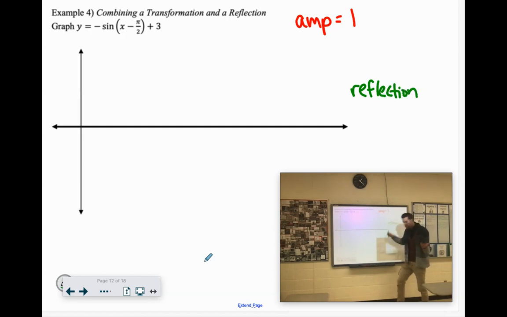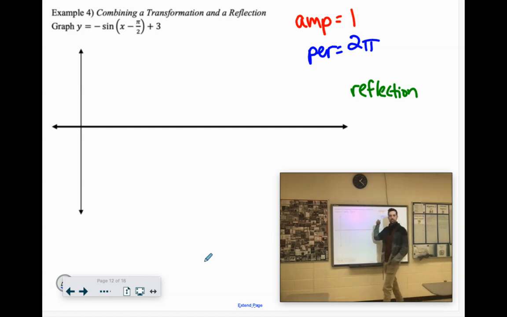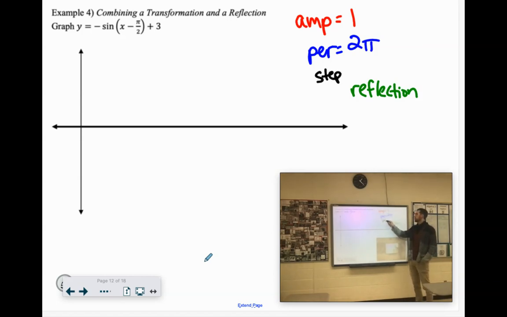Well, I already wrote it, so period, we're going to have 2 pi divided by the number behind the sine or cosine, which is just a 1. So our period is 2 pi. Now, if we're thinking about our 4 steps in one cycle, we can do steps. If we divide that by 4, 2/4 would reduce to 1/2. So every one of our steps could be 1/2 of pi.